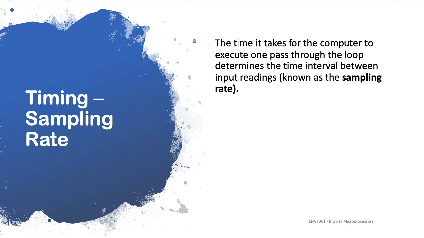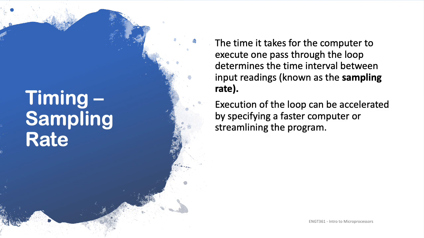The time it takes for the computer to execute one pass through the loop determines the interval time between input readings, known as the sampling rate. If this interval is too long, the computer may not get an accurate picture of what the control variable is really doing. Execution of the loop can be accelerated by specifying a faster computer or streamlining the program.